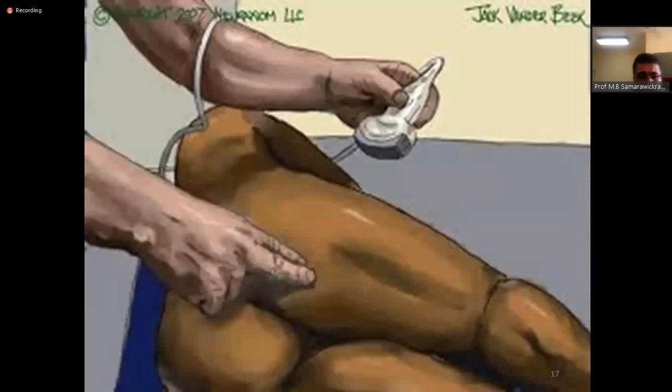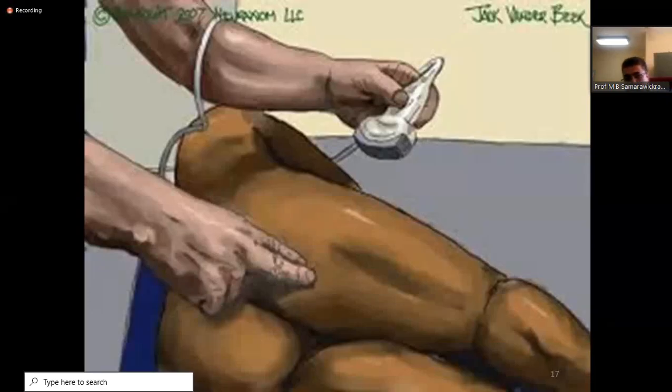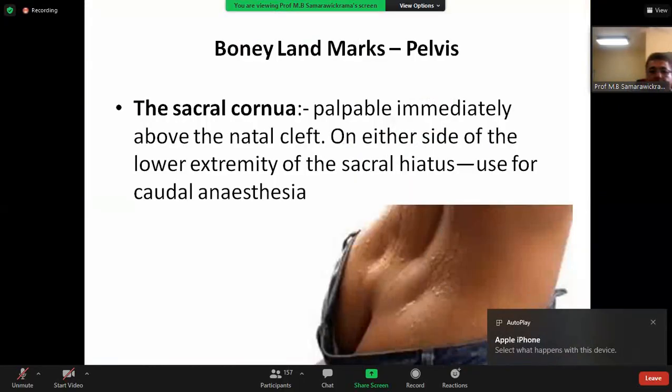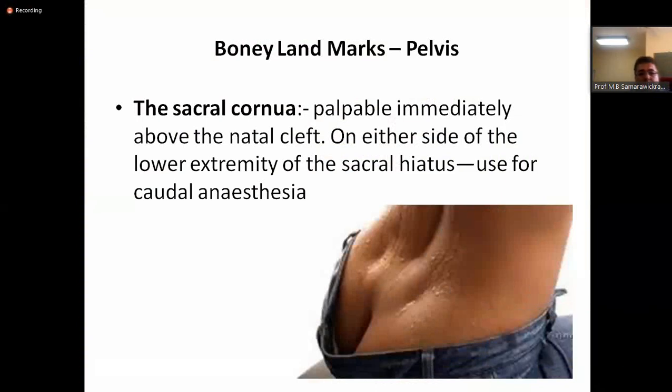So this just shows you the use of the sacral tuberosity as a landmark for doing ultrasound examination in the gluteal region. For example, if you want to surface mark the sciatic nerve, this is a very important landmark, right?